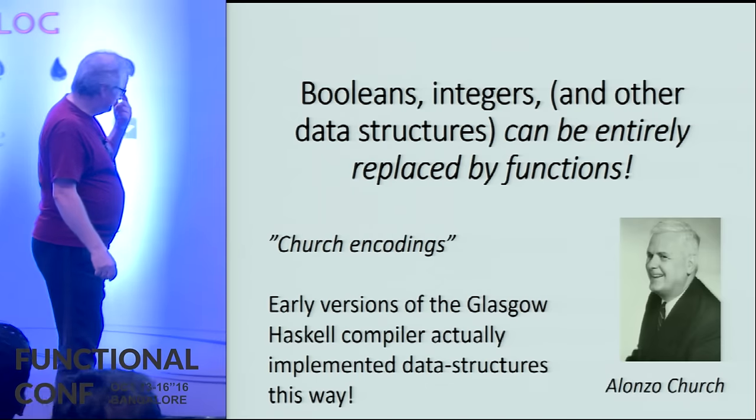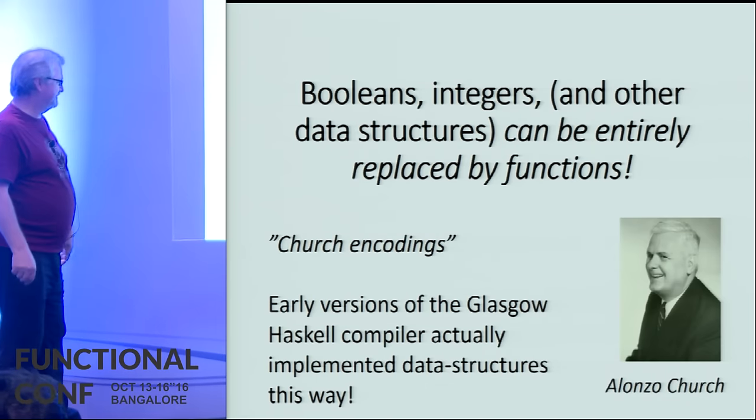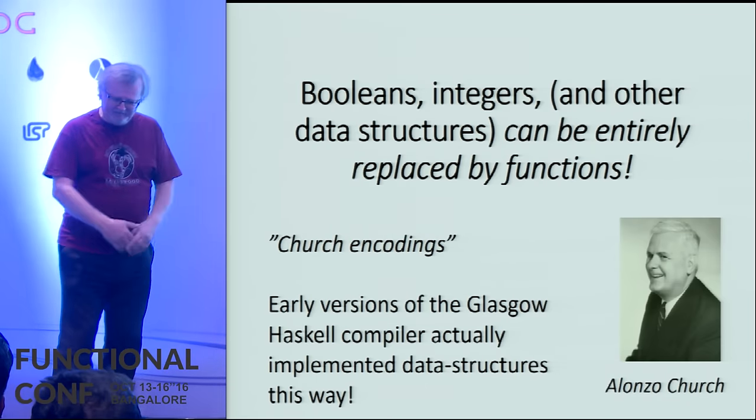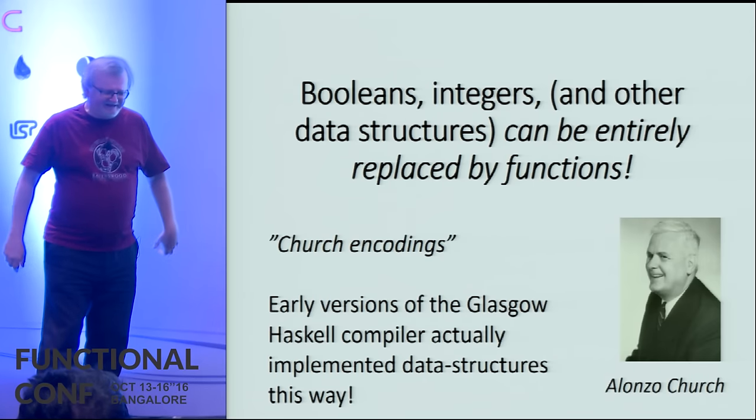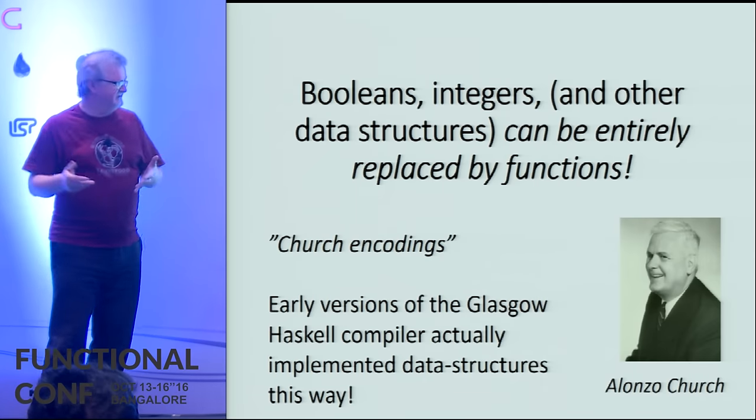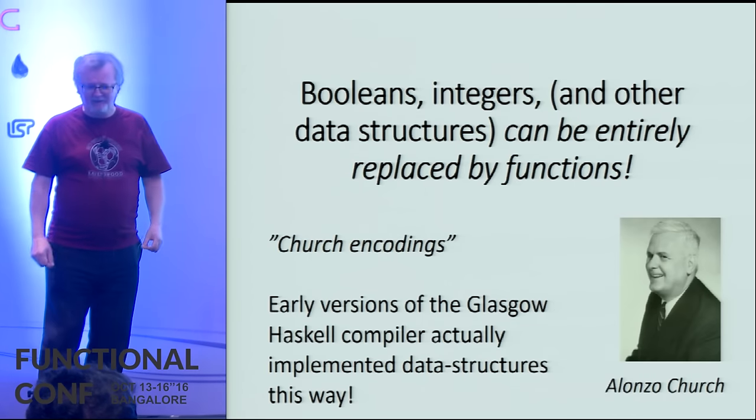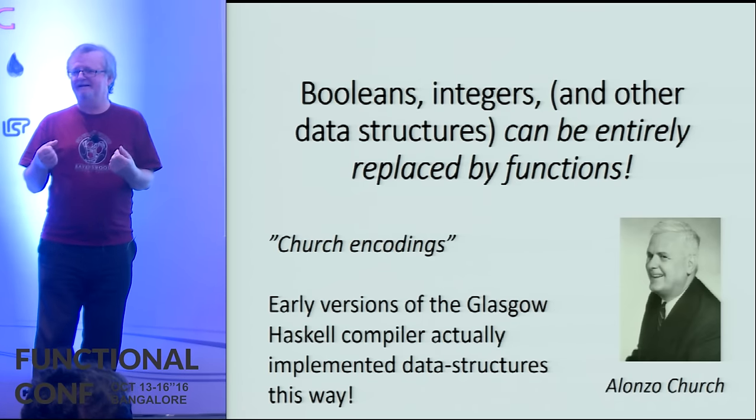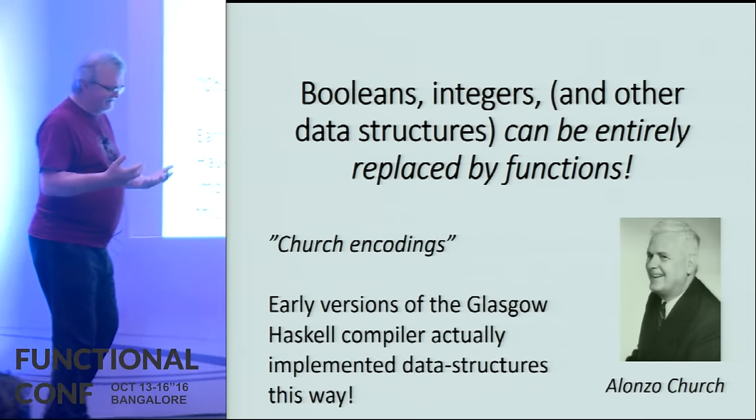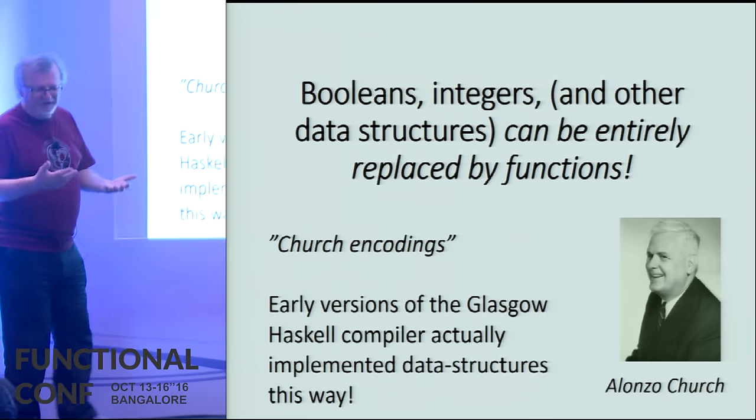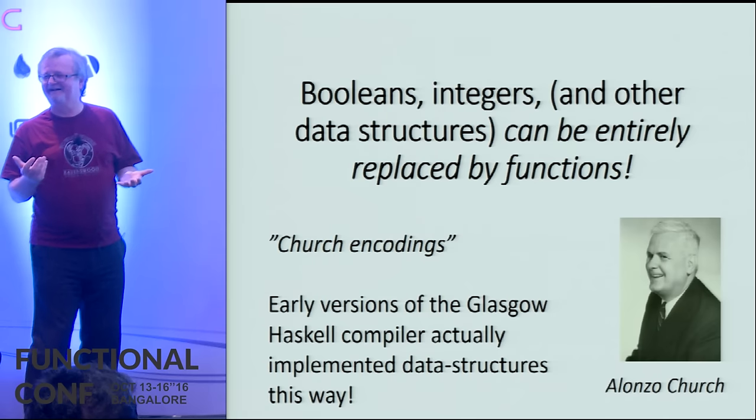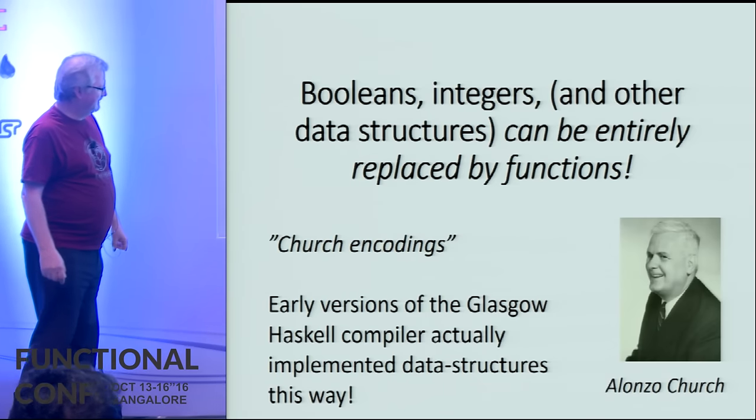I remember the man who discovered that had a different functional language compiler, which he built from scratch, and to save time, he had implemented data structures using the Church encodings. And then one day, he decided to do it properly. And so he built in data structures as we know and love them, and the code went slower. That was a man called Jon Fairbairn.